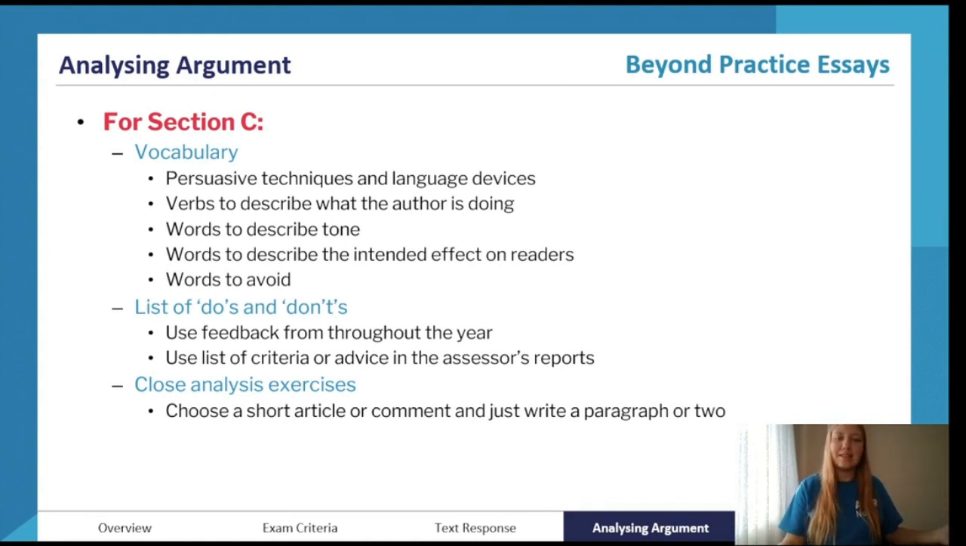And complete close analysis exercises. Choose a very short article or a comment and just write a body paragraph or two. If you struggle with introduction structure, write some practice introductions, then check if you've ticked off all the elements and it flows nicely and it has everything that needs to be there. Write conclusions and write comparative paragraphs if you struggle with the comparative paragraphs.